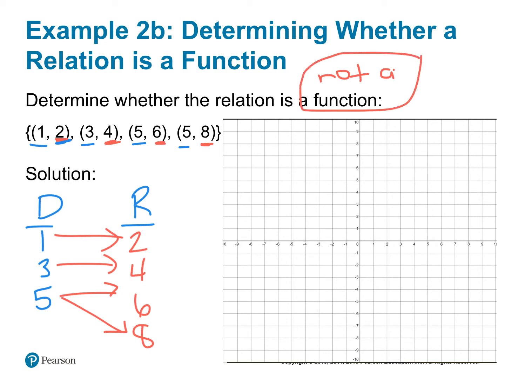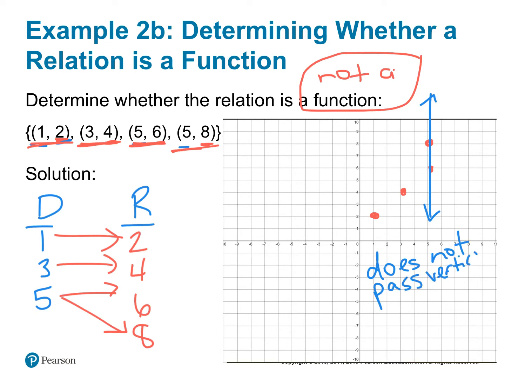So let's try the vertical line test here. 1, 2, 3, 4, 5, 6, and 5, 8. So you can see here, this does not pass the vertical line test, because if I drew a vertical line here, it hits more than 1 point. So it does not pass the vertical line test. If you held your pencil vertically, it would end up hitting 2 points in one section, so that makes it not a function.